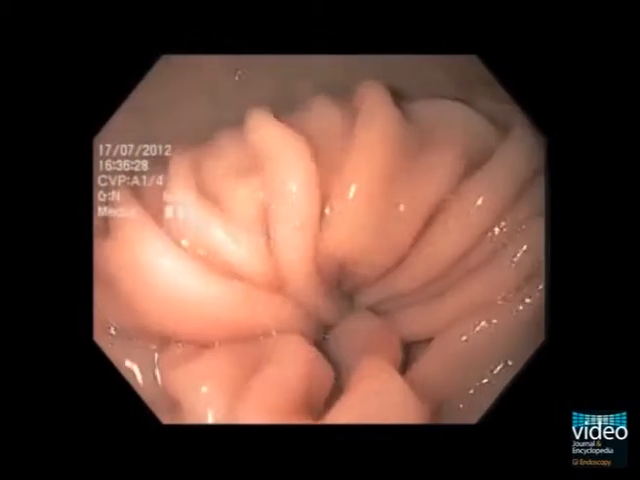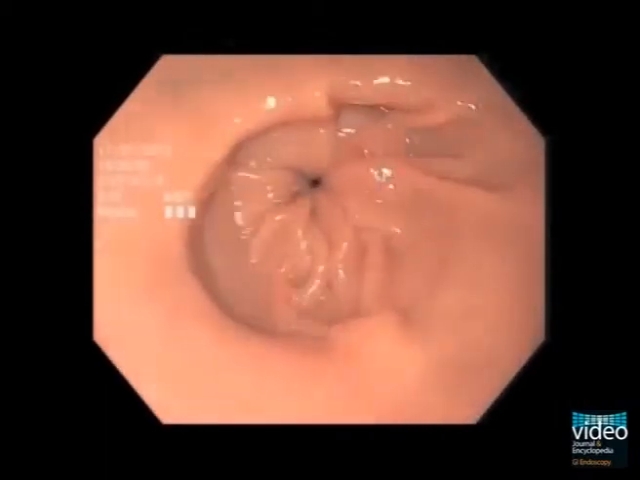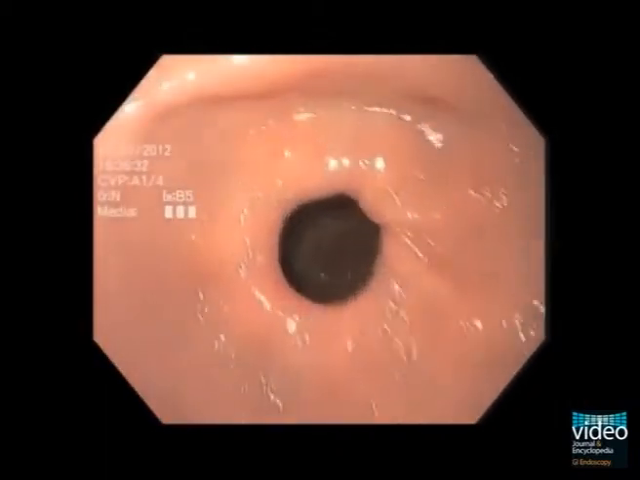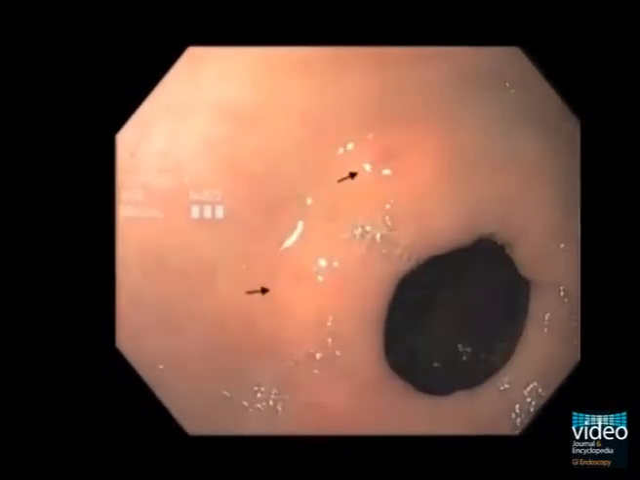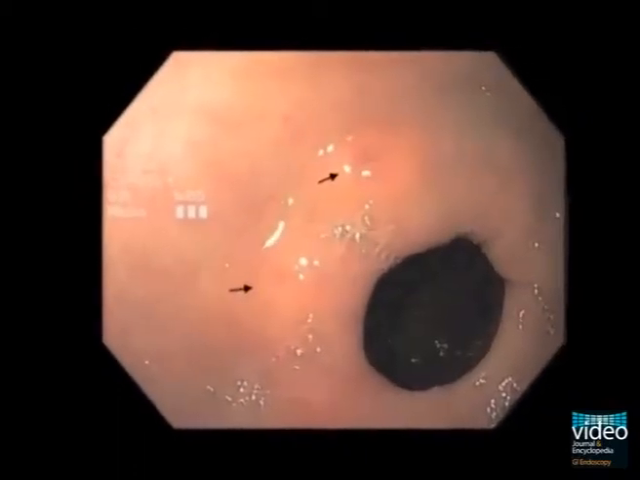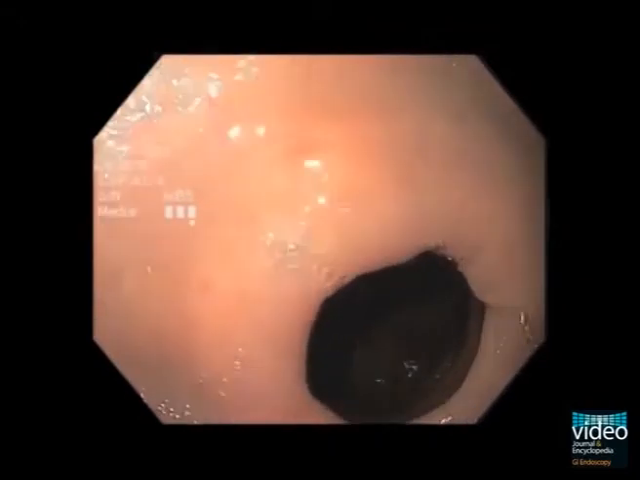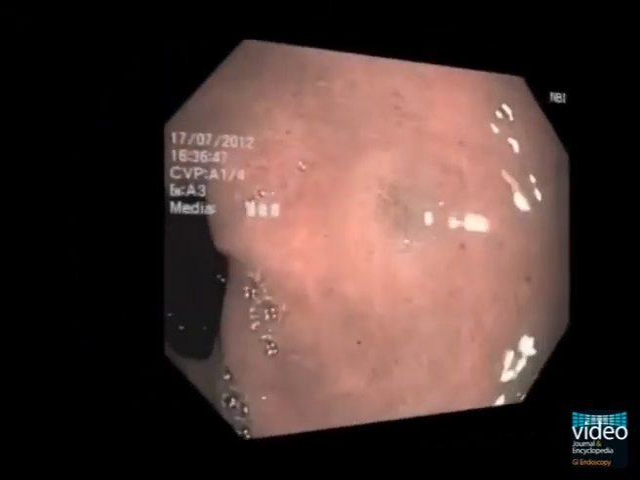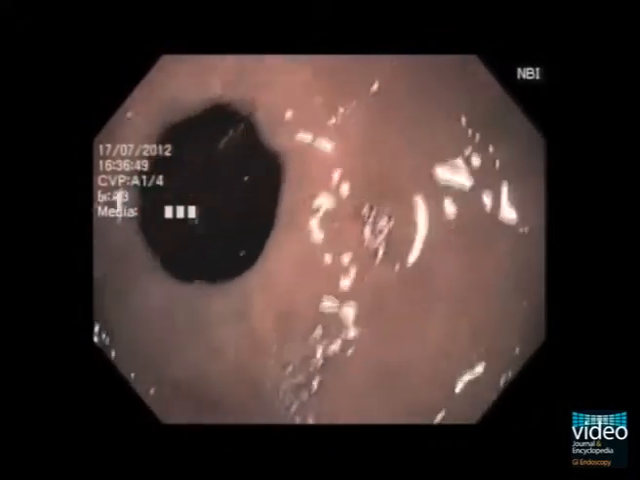Here, subtle multiple focal lesions at the antrum are seen on white light endoscopy. The arrows point to two of these subtle focal lesions. These lesions remain poorly distinct on narrowband imaging.